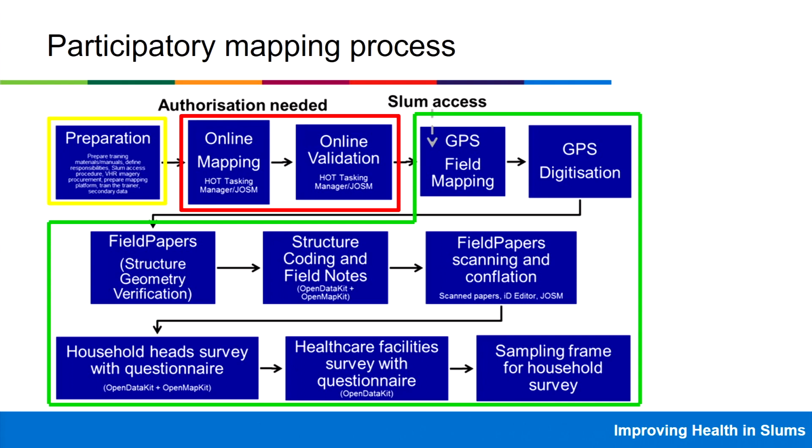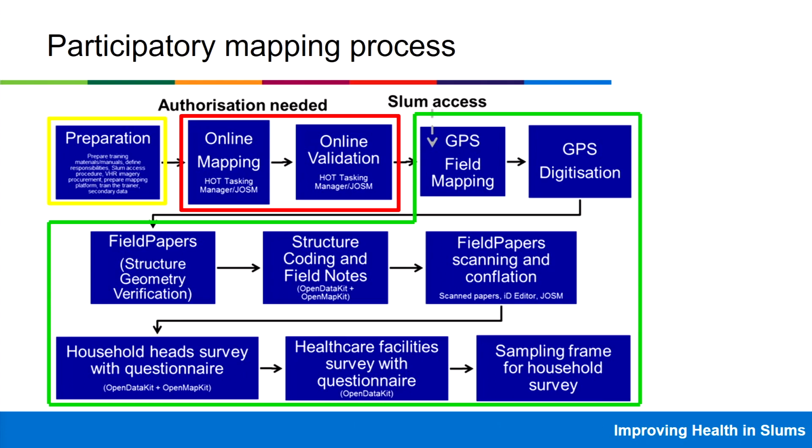The next step is online mapping, where we use the Tasking Manager to do the mapping, and then online validation, where we use JOSM to do the validation with the help of other experienced mappers. After that, we go to the field. We do GPS field mapping. We track the roads and the footpaths in particular, and conflate into the OSM database at the GPS digitization level.